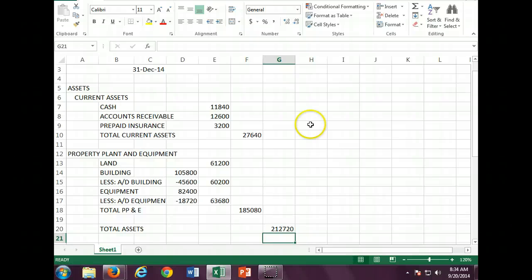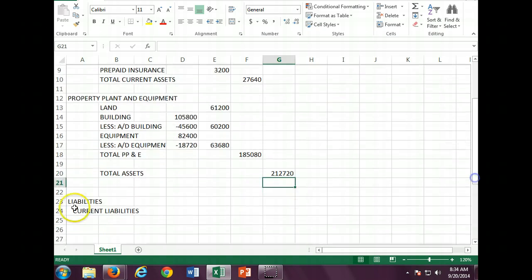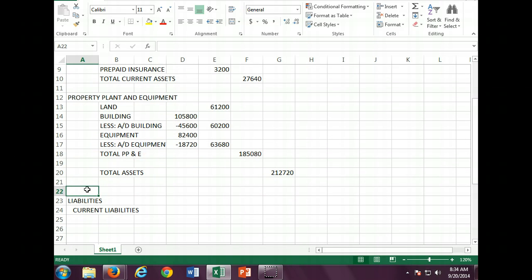Then we're going to go to the total liabilities and stockholders' equity section. Liabilities and stockholders' equity. We're going to start with our current liabilities. Let's go back and look here.